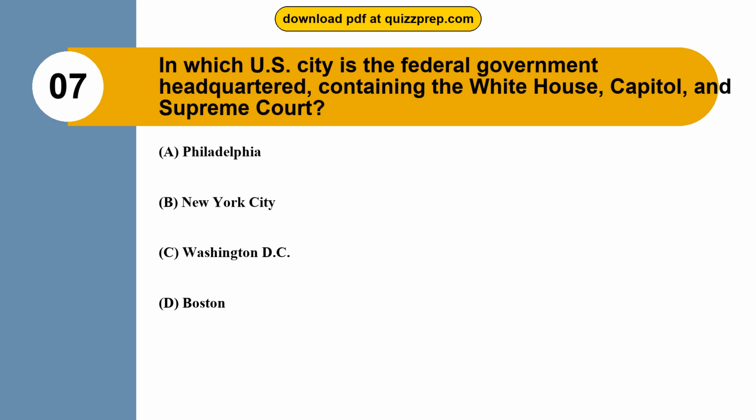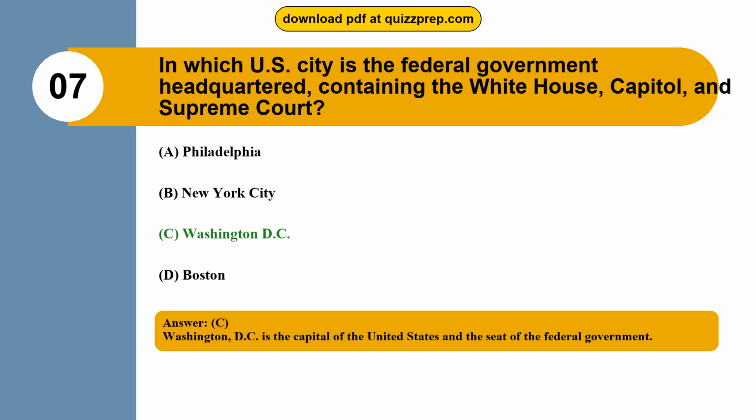Question 7. In which U.S. city is the federal government headquartered, containing the White House, Capitol, and Supreme Court? Option A. Philadelphia. Option B. New York City. Option C. Washington, D.C. Option D. Boston. The correct answer is option C. Washington, D.C. Washington, D.C. is the capital of the United States and the seat of the federal government.